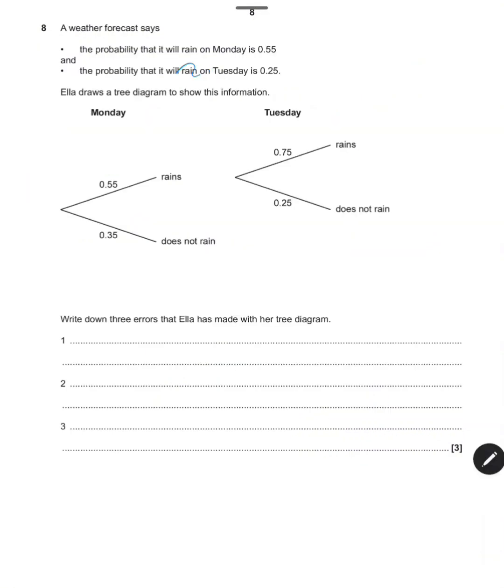We've got a probability tree and we're just looking for the errors in this probability tree. So the first statement says the probability that it rains on Monday is 0.55. Monday rain 0.55, that's fine. I might just want to check these two branches and I can see that 0.55 added to 0.35 only comes to 0.9. So there's the first error. These branches need to add to 1. So I'm just going to write that down.